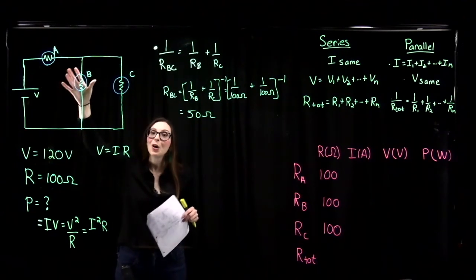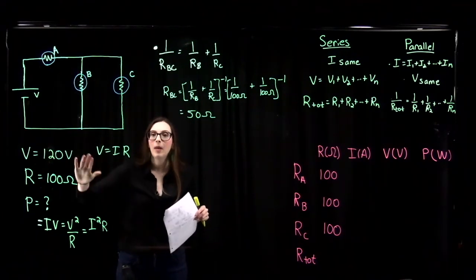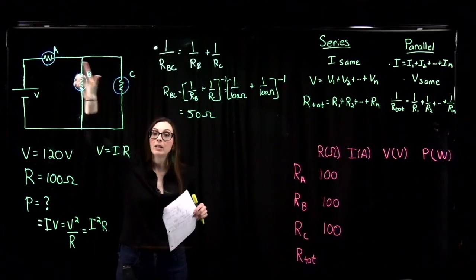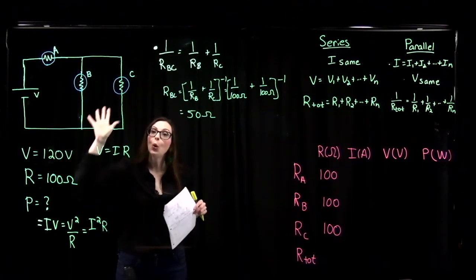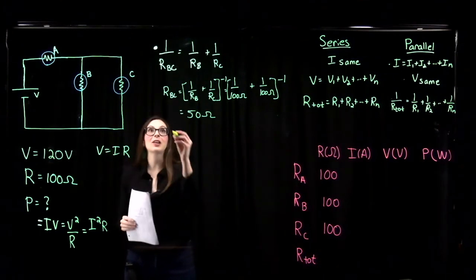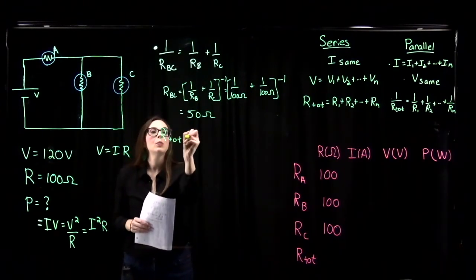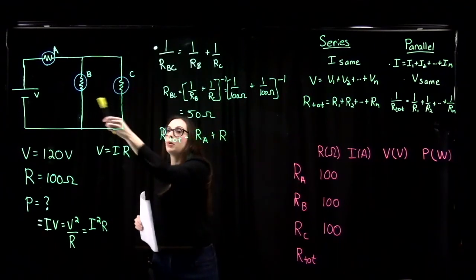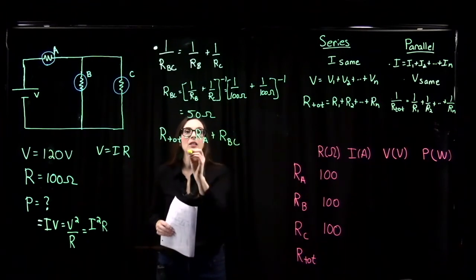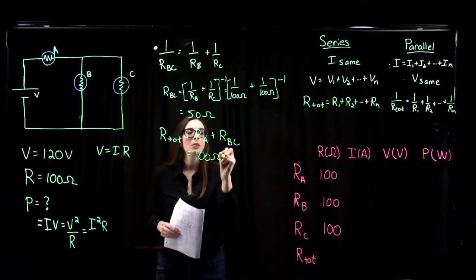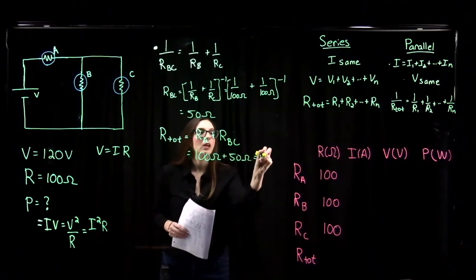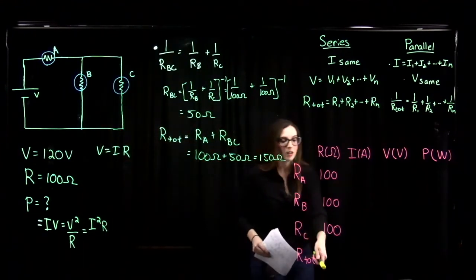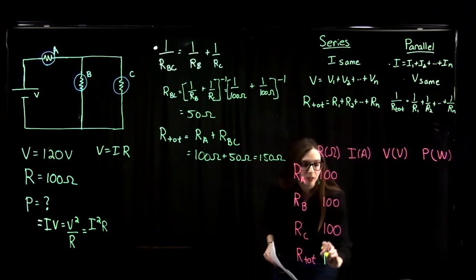I keep on calling them resistors. They're light bulbs, but light bulbs have some amount of resistance, here in this problem 100 ohms. So these two bulbs in parallel are in series with bulb A. So then the total resistance of my circuit will be the resistance of bulb A plus the total resistance of these two bulbs, B and C, in parallel. So that will be 100 ohms plus 50 ohms. That's 150 ohms.